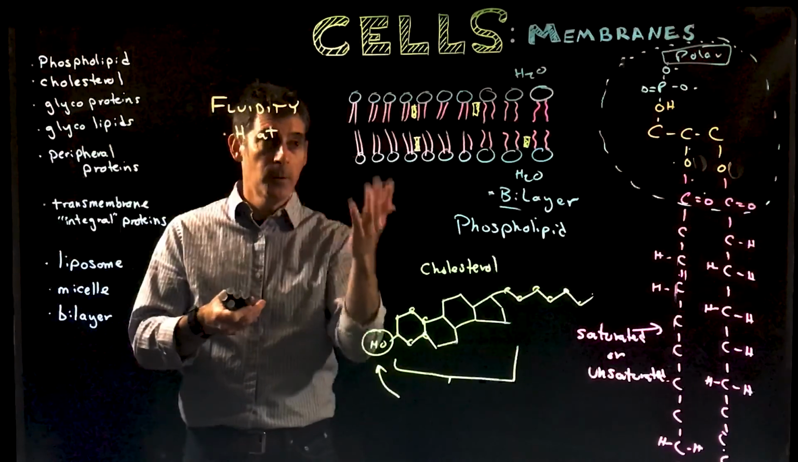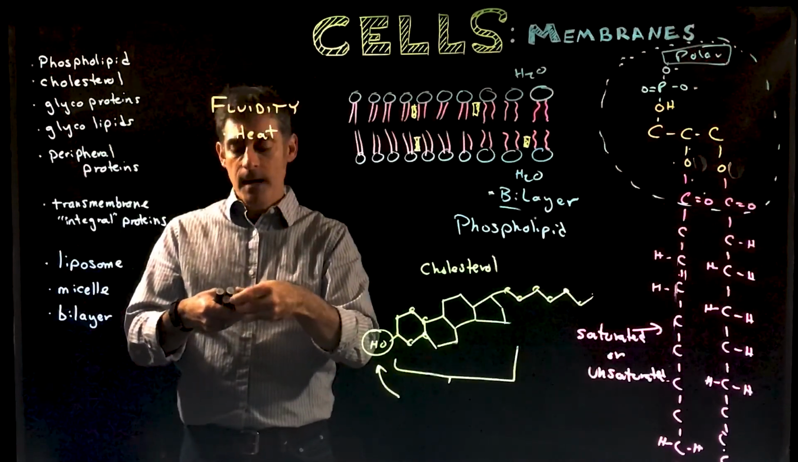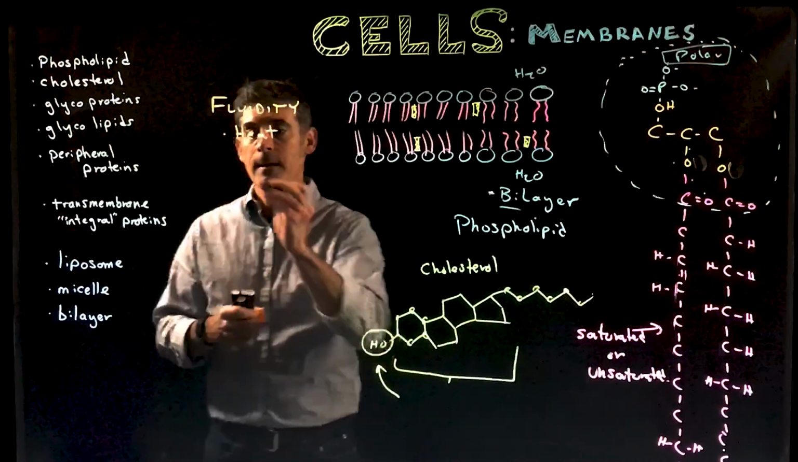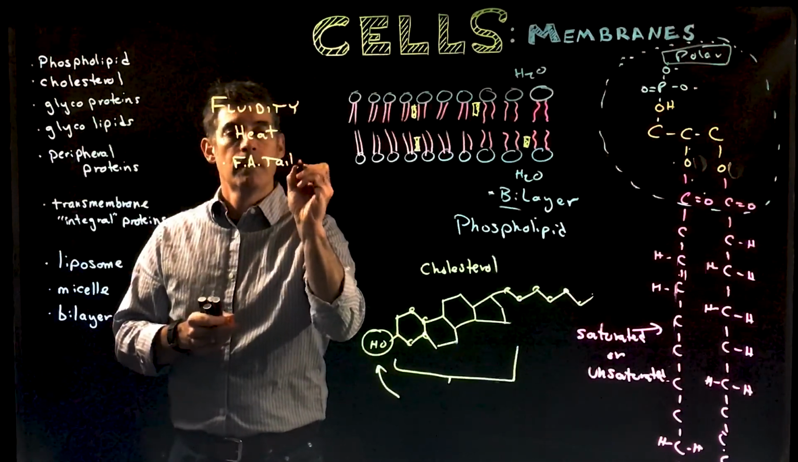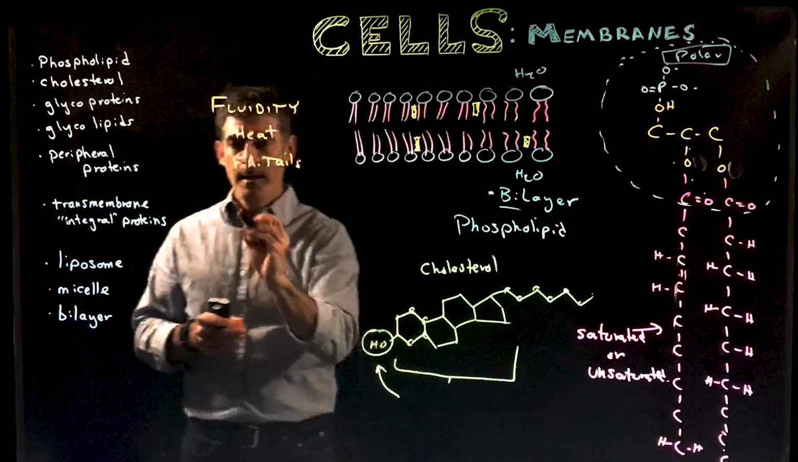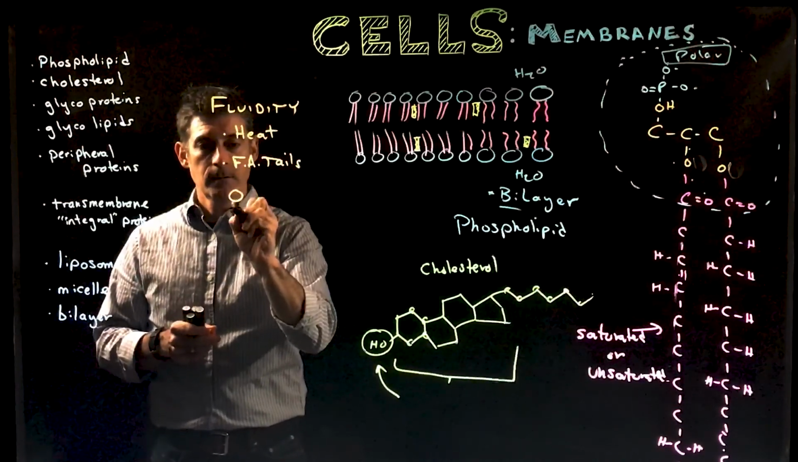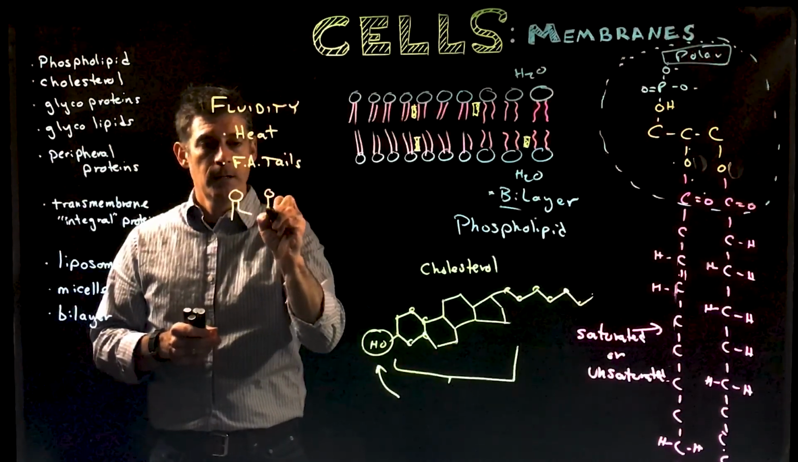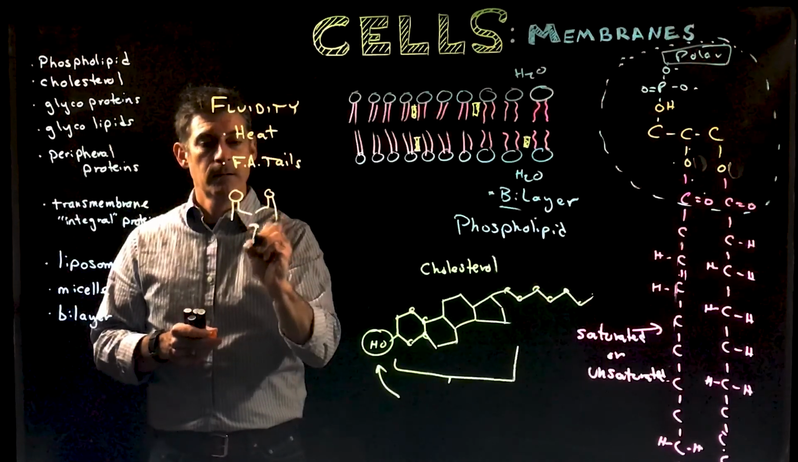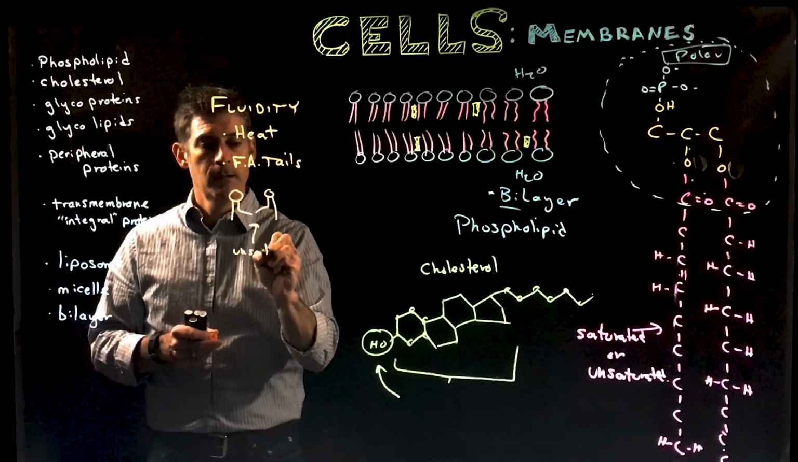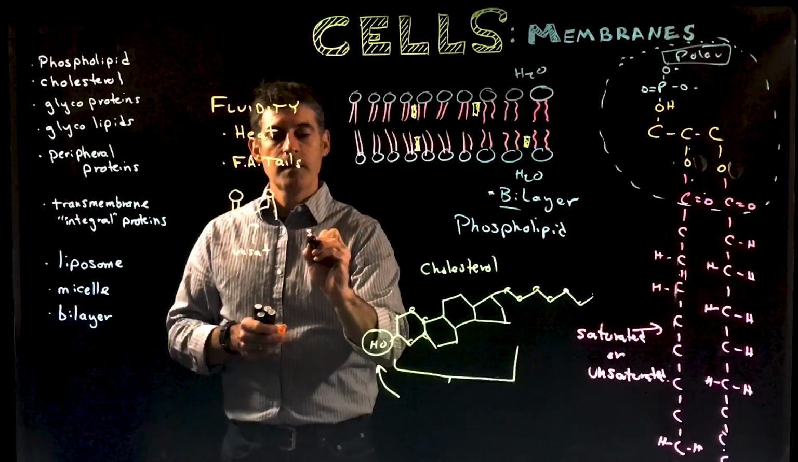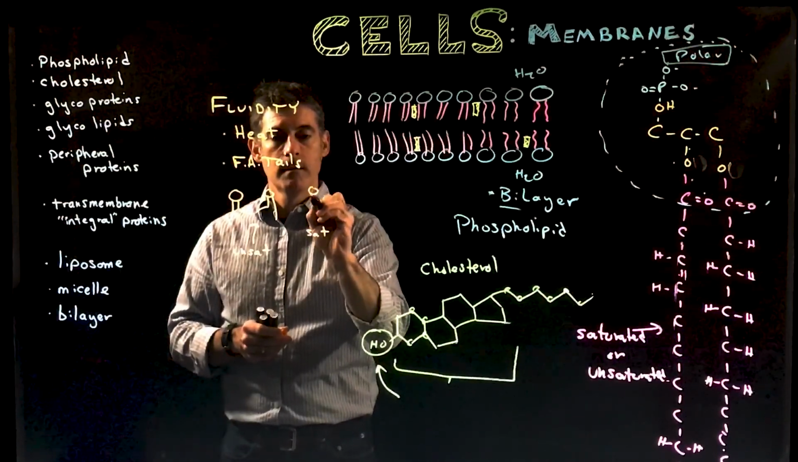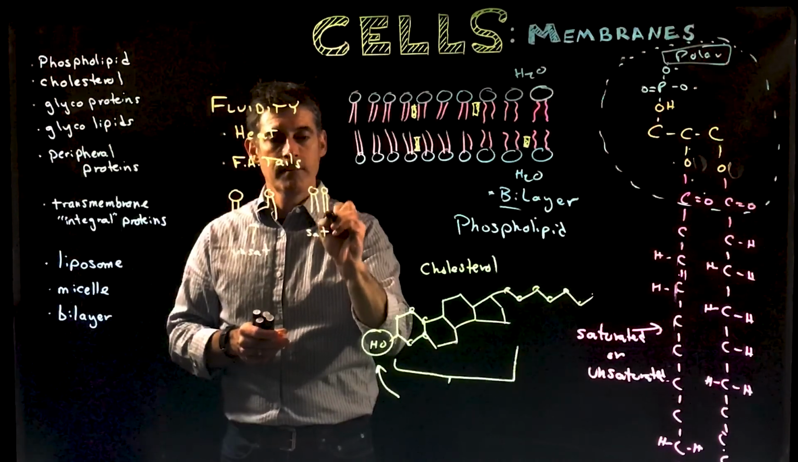So heat affects fluidity. And then other things that affect fluidity are going to be the fatty acid tails. Again, I'll just do it like this. Tails that are unsaturated are bent, right? And they push far away. Tails that are saturated means that they're straight.